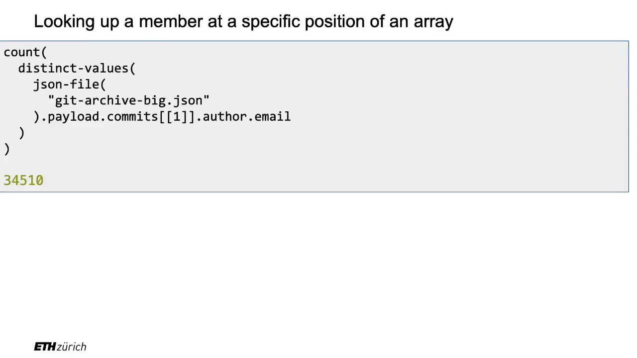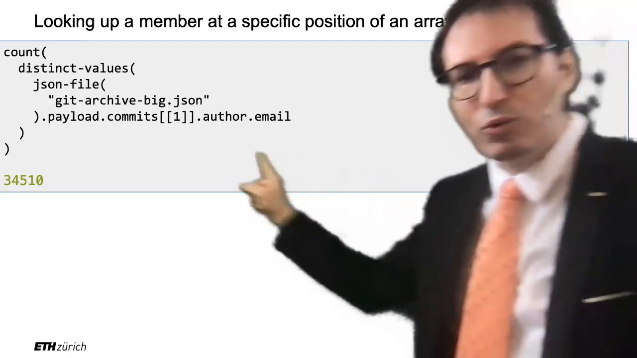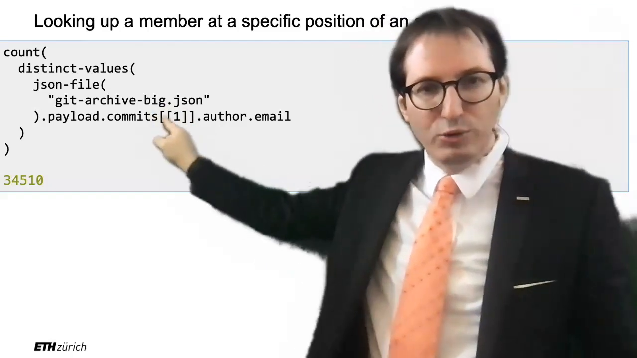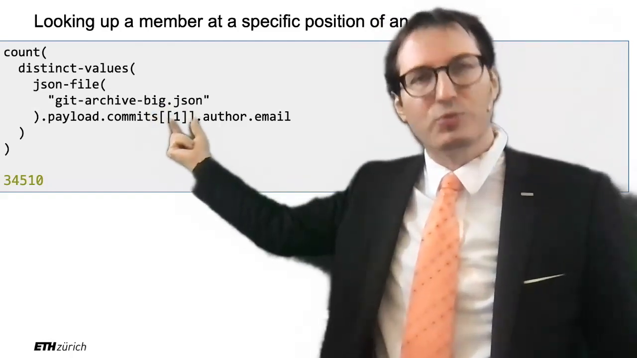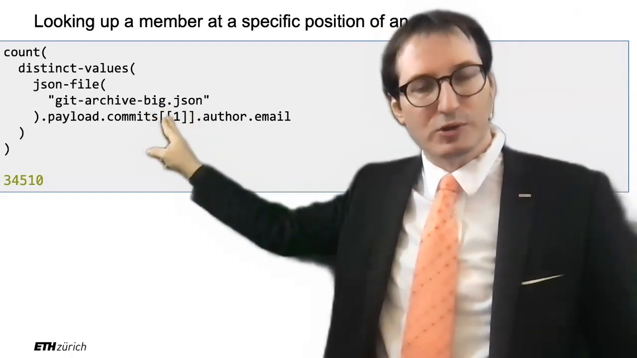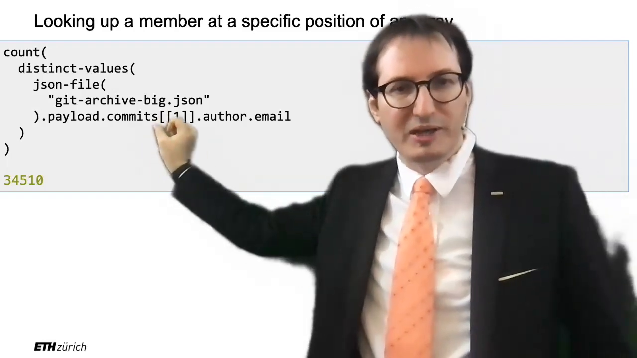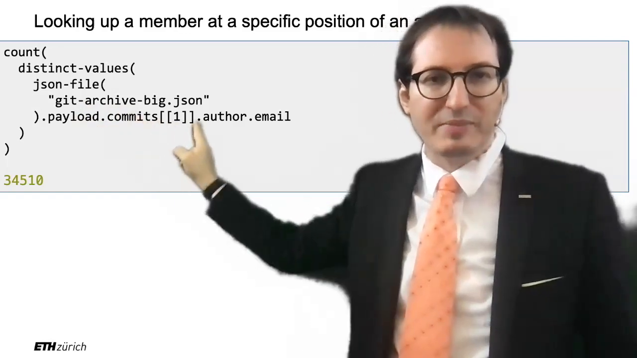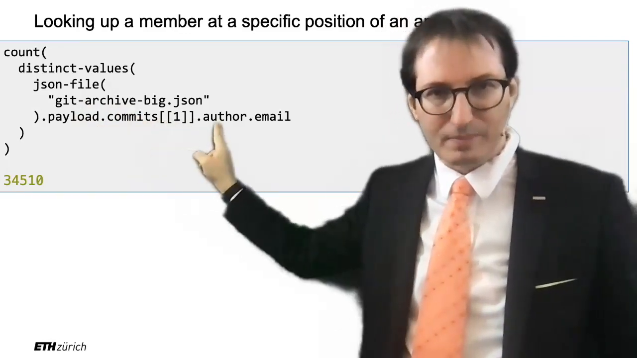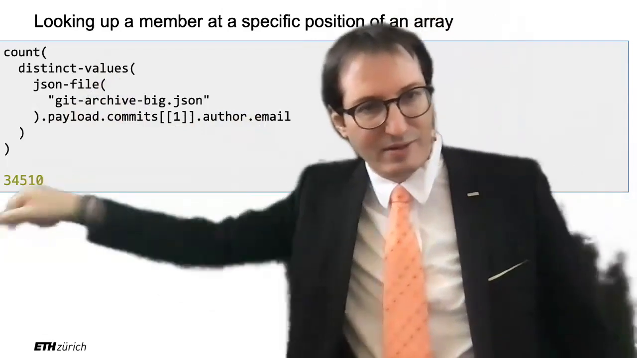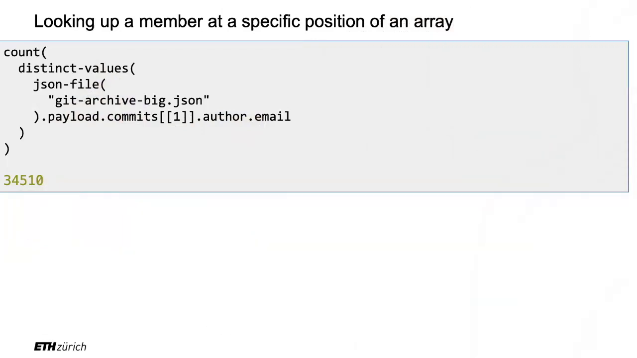I can also test for an element at a specific position of an array, right? If I want to look at the first committer, if I have all the commits, I want to look at the first commit, then I use a pair of square brackets. Why? If it's just 1, it works on a sequence. If it's 2, it works on an array. That's the difference. So here, for every one of these arrays, I'm taking the first item in there, then the author, and then the email, and I get 34,000 of them, right?